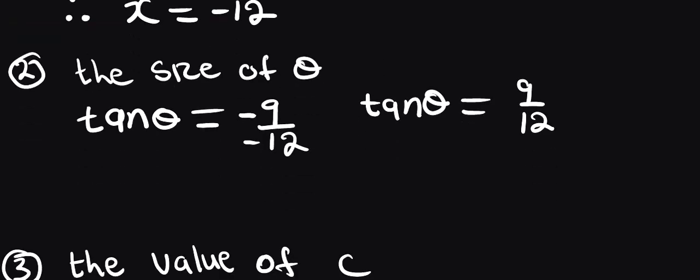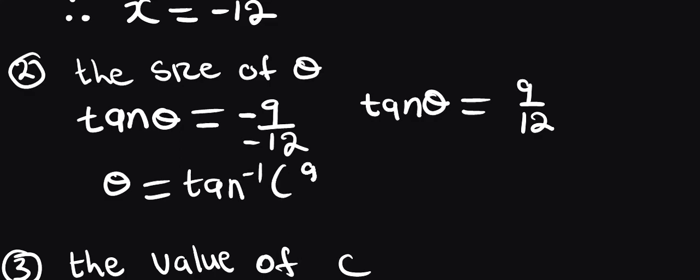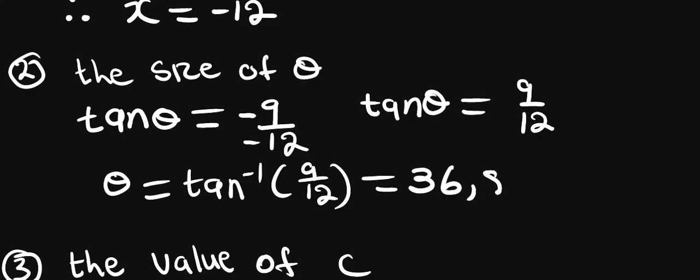Now we need to find the value of theta. We will say theta is equal to arctan of 9 over 12. If we put this information in a calculator, arctan 9 over 12, rounding off to 2 decimal places, the answer is 36,87 degrees.